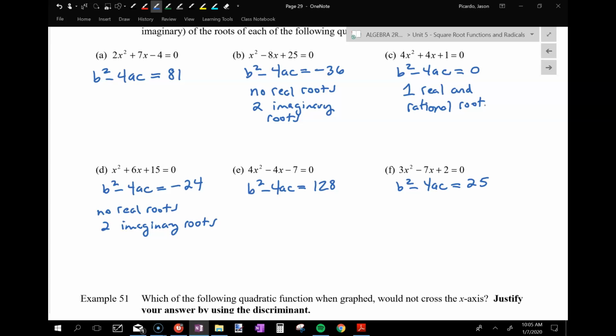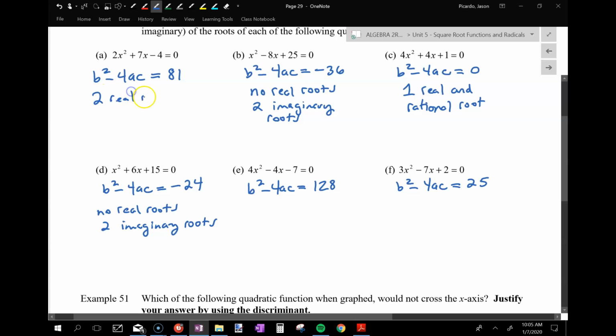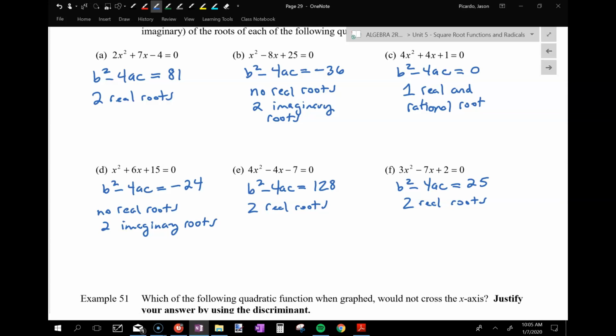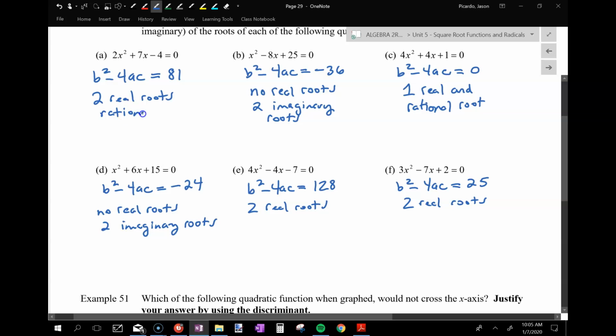How about our last three examples? They're all going to give me what? Two real roots. Why? Because they're all positive. What word am I going to add to all three of these? Either the word rational or irrational, right? And what made the roots rational? If the discriminant was a perfect square. Is 81 perfect? So this is rational. Is 128 perfect? No, so this is irrational. And the last one is rational because 25 is a perfect square.